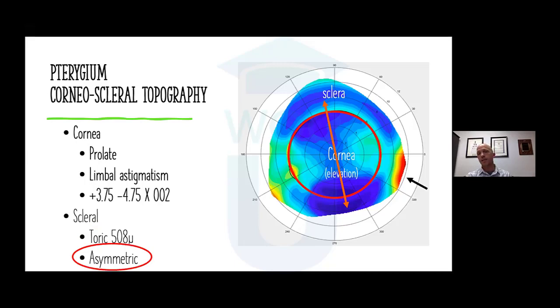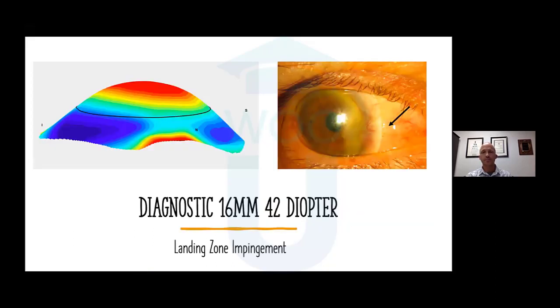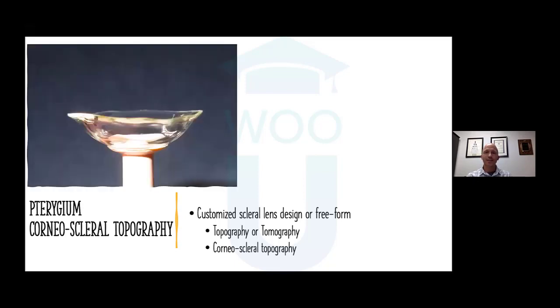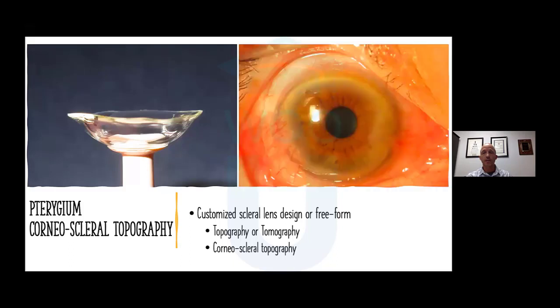And then he's got this asymmetric area here from his previous pterygium and pterygium surgery. If we put a scleral lens with a spherical landing zone on his eye, we can predictably get impingement nasally. And so that's going to be a problem. So again, for this patient, we're able to take the measurements and design a more customized scleral lens. And here's the lens that we designed for the patient. You can see just how irregular the lens is, which really matches the patient's ocular surface.